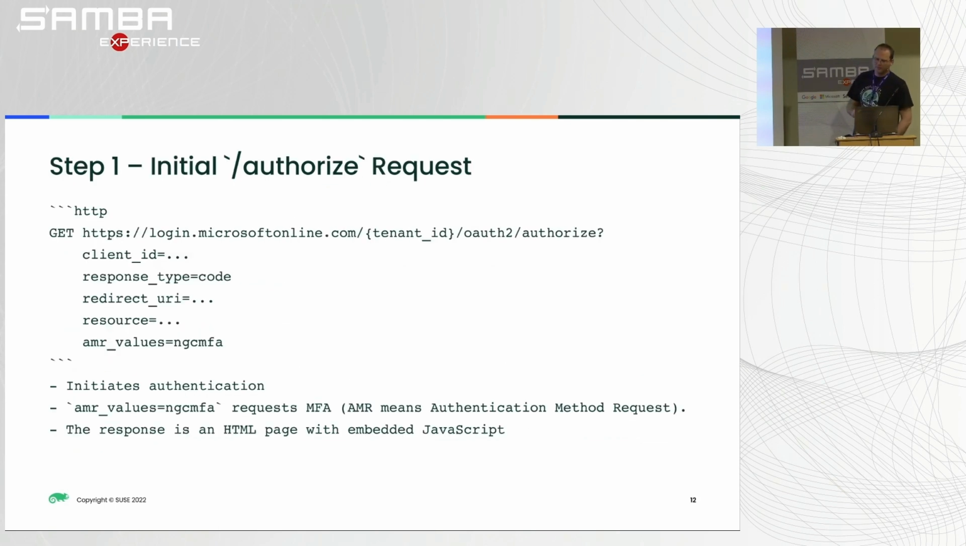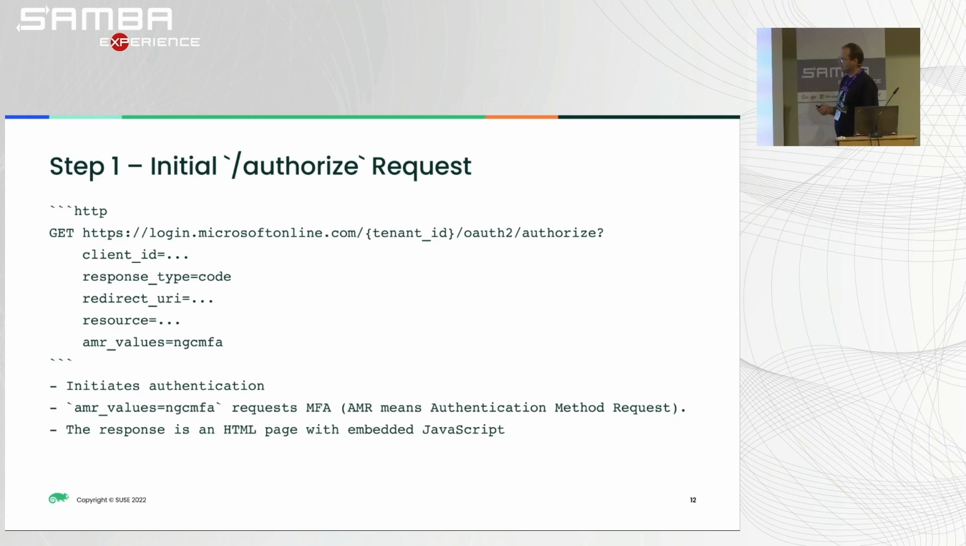So the first step in the authentication flow, and this is a common step among all of them, is that you send an initial request to the authorize endpoint on the OAuth 2 server. And there's a couple of extra parameters here that you don't usually see. For example, the AMR values specifies here that we want to receive a next generation credential MFA token, which forces the user to authenticate with MFA.